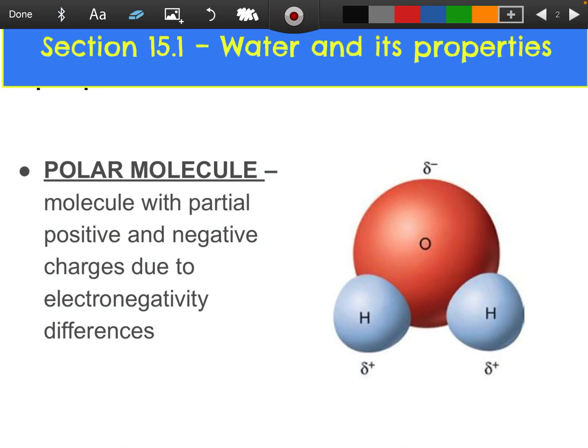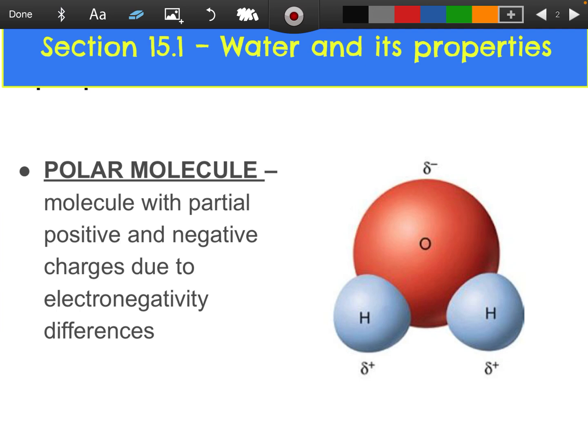So polar and nonpolar. We probably talked about polar and nonpolar in first trimester, so this will be a review, but it's been a long time. If you have a polar molecule, that means that one side of the molecule has a partially positive charge, the other side has a partially negative charge. And the difference in charges is caused by a difference in electronegativity values.